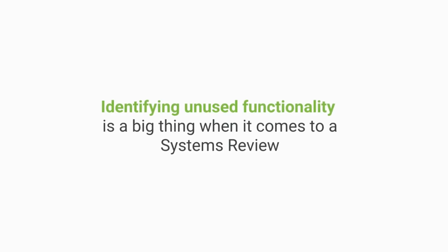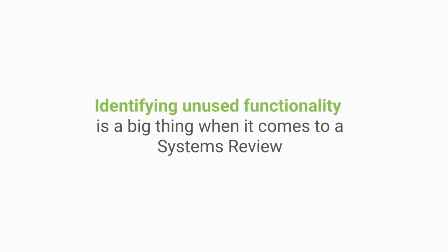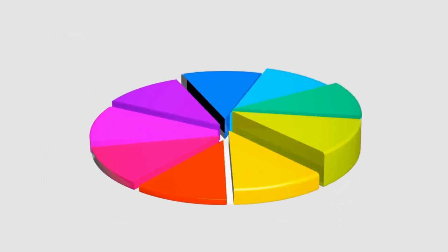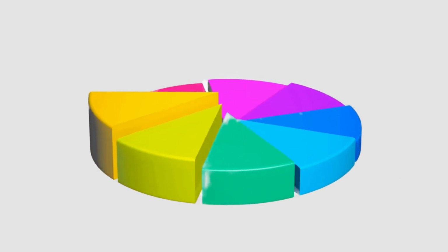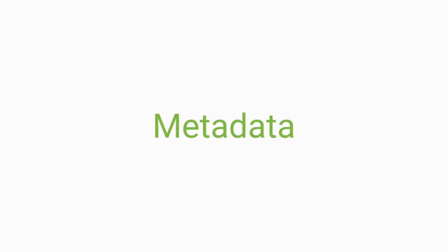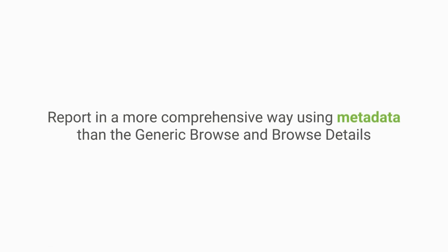Identifying unused functionality is a big thing when it comes to systems review. As Financials has enhanced with each version, there has been an improvement in the ways that you can report. For example, in version 12, Unit 4 brought out metadata, and metadata was brought in specifically at that time for the procurement and invoice matching modules, giving users an option to report in a more comprehensive way using metadata than the generic browse and browse details.